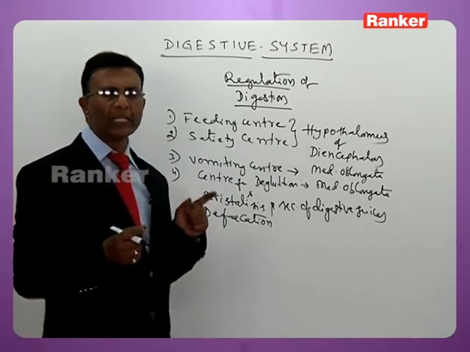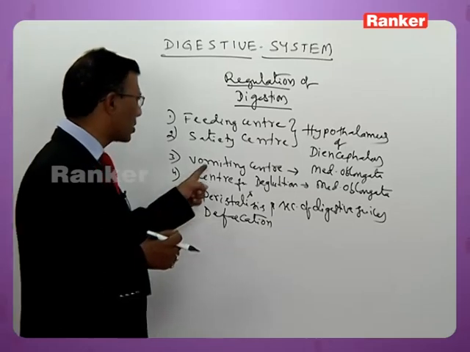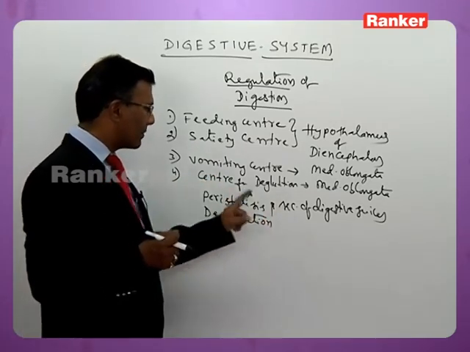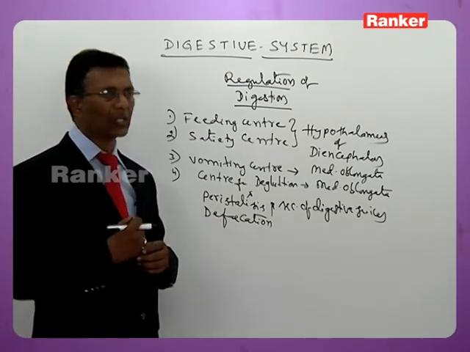So the medulla oblongata plays a vital role in the process of digestion by controlling vomiting, deglutition, peristalsis, secretion of digestive juices and defecation.